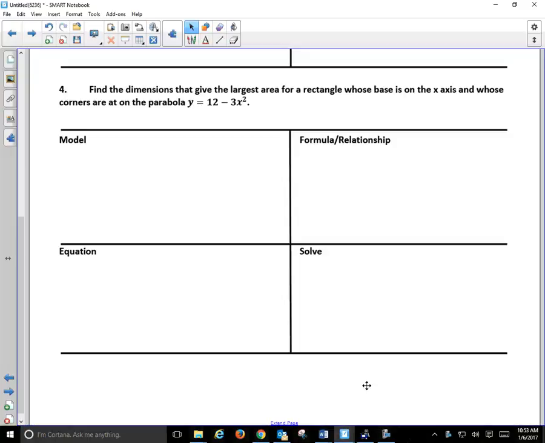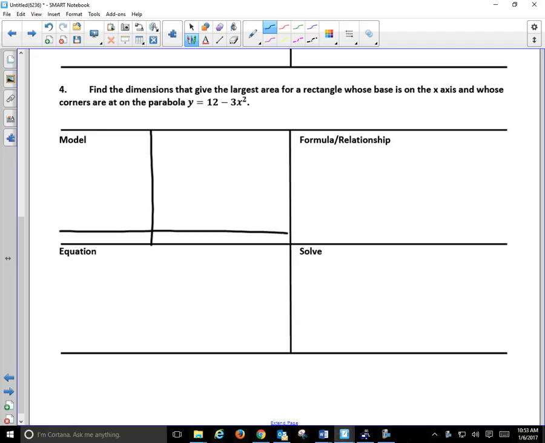Okay, let's climb the mountain of confusion. We've got a rectangle inscribed inside of a parabola, and the parabola is y equals 12 minus 3x squared. We want to find the dimensions that maximize the area.